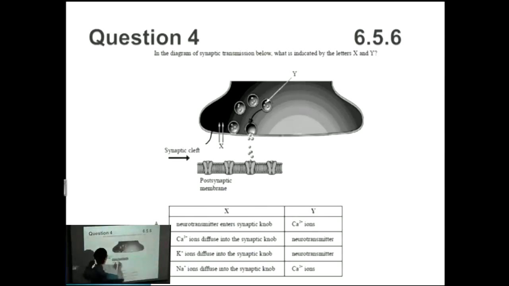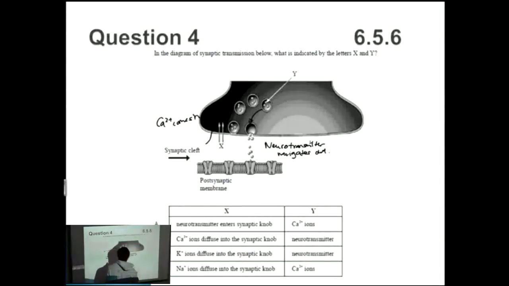And the way you remember this is that calcium comes in, and neurotransmitter navigates out. Okay, so calcium goes in and neurotransmitter navigates out. So let's have a look at X. So what goes in? So we'd be expecting calcium. So it seems like B is the correct answer.